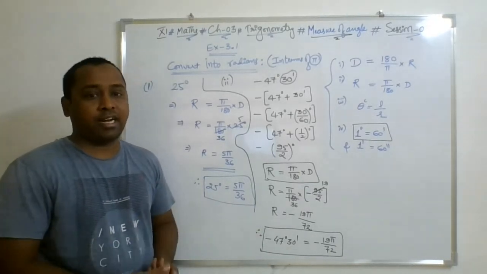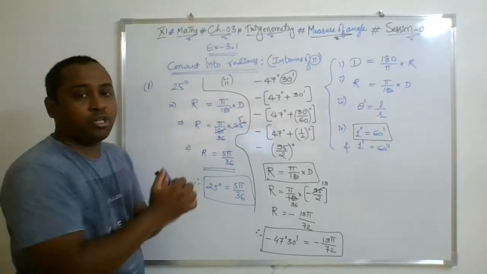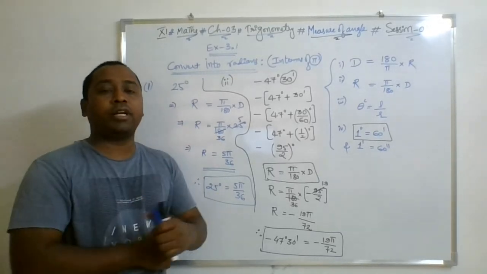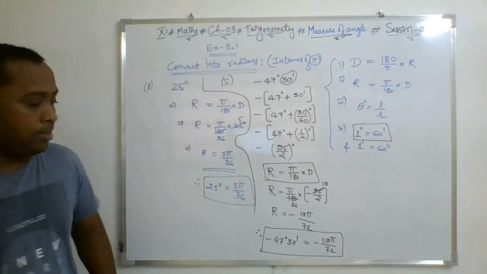Now I'm moving to the second question, where the radian measure will be given to you and you are converting it into degree measure. Fine?